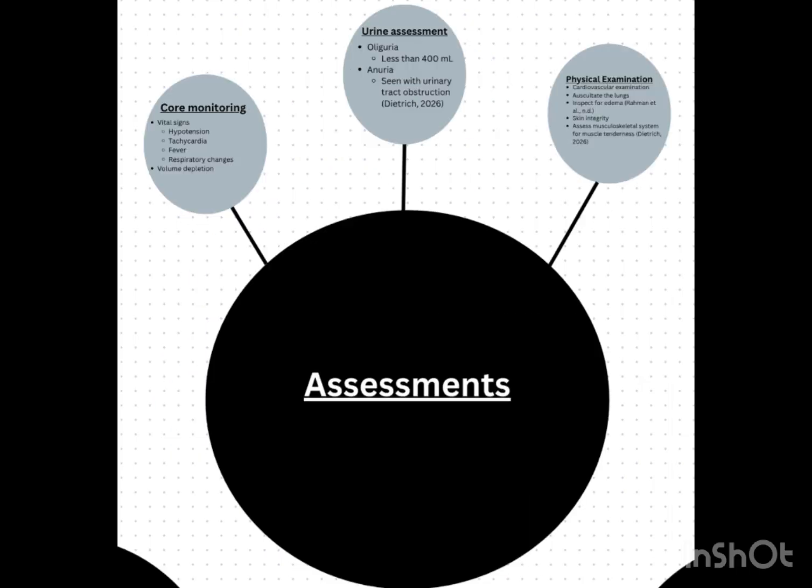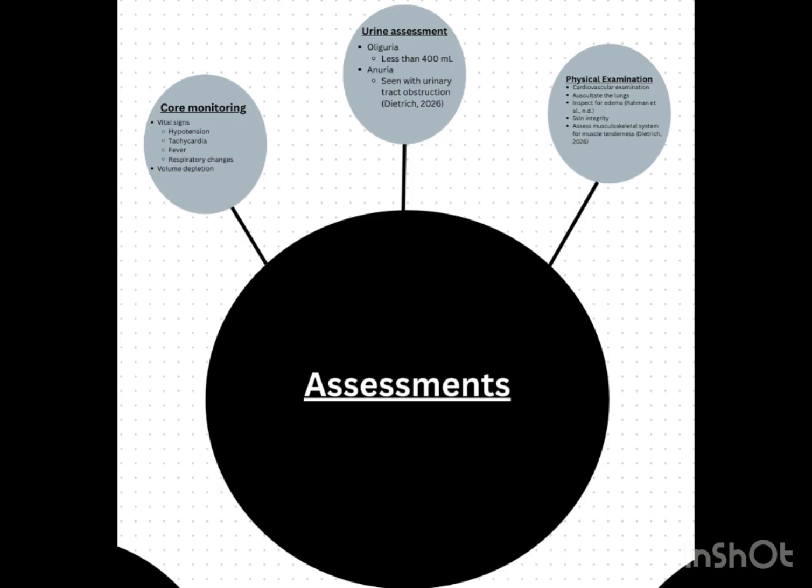So we're checking for assessments and physical examinations. All right. So the core monitoring, we check for vital signs, right? We're checking for hypertension, tachycardia, fever, and respiratory changes indicating volume depletion. So why we do this is we need to provide an immediate snapshot of systemic stress, and this helps us catch any shock states or severe fluid overload early on, right?